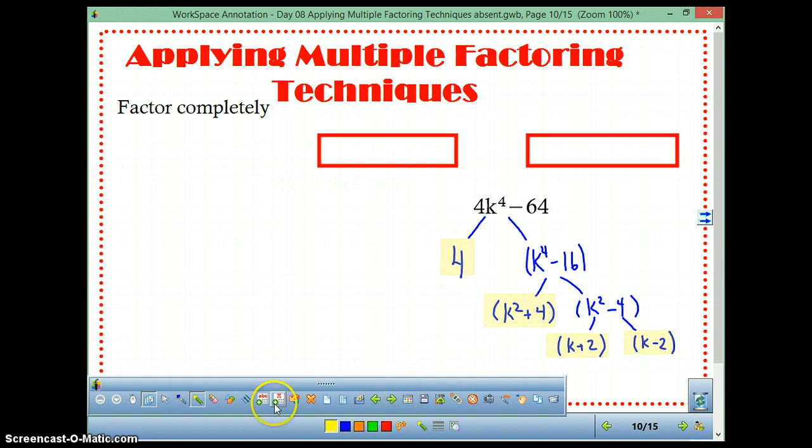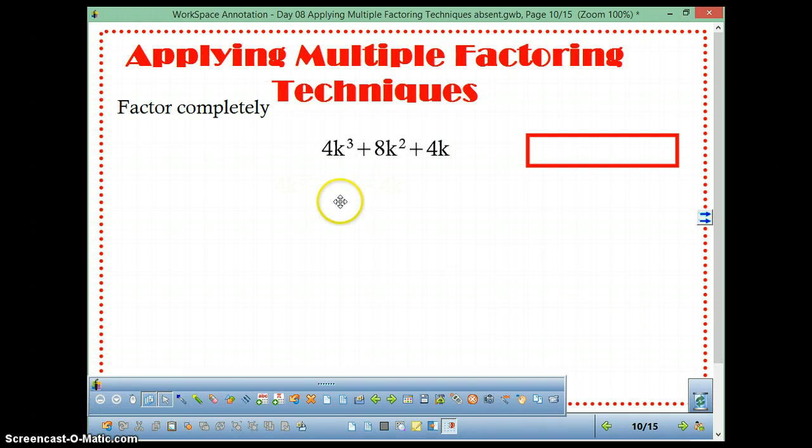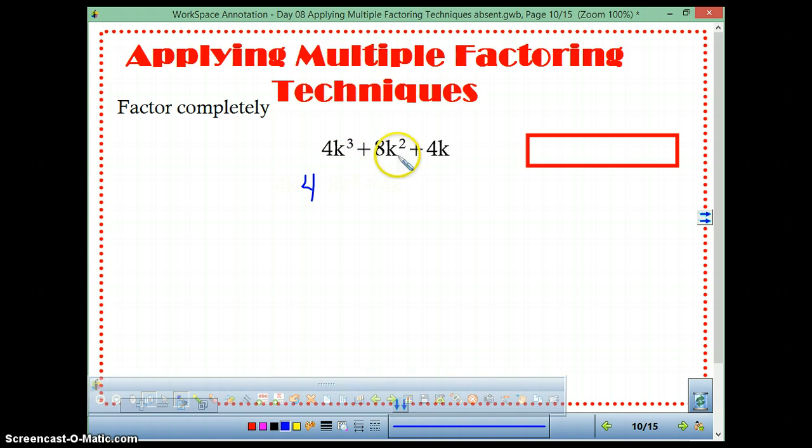I think I can do one more. Let me see if I can split this into as many factors as I can. First step, find the GCF. I've got a 4 that goes into all 3 terms. Also look at the variables. I've got a k that goes into all 3 terms. What's left is k squared plus 2k plus 1.